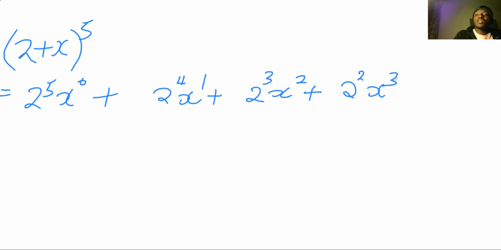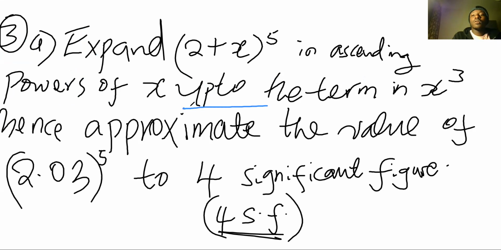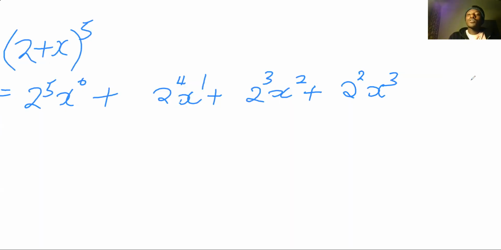So it is (2 + x) to the power 5, in ascending powers of x, descending powers of 2. So this will be 2 power 5 x power 0 plus 2 to power 4 x to power 1 plus 2 to power 3 x power 2 plus 2 to power 2 x power 3. Remember the question, they said up to the term in x to power 3. So when you get to x to power 3, you stop. Do not proceed because you will not be following instructions. Just plus those 3 dots that show this thing is still going on. So stop there. Don't be a genius.